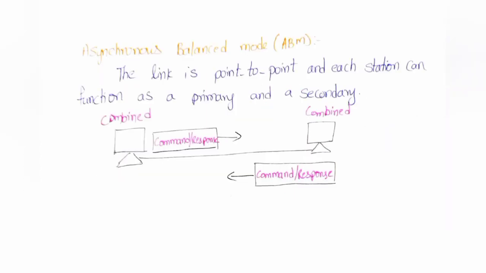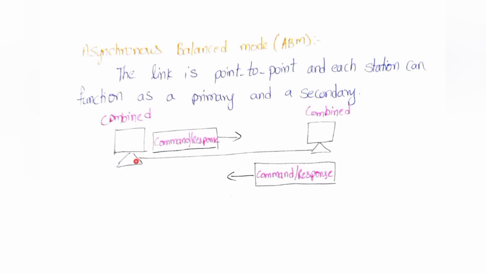The next one is asynchronous balanced mode, that is ABM. The link is point to point and each station can function as a primary as well as a secondary station. So here in the asynchronous balanced mode, a station can act as both the primary and secondary station. But in the case of normal response mode, a station can act only as a primary or a secondary. But here a station can act both as a primary and secondary. So that's why it is a combined combination.